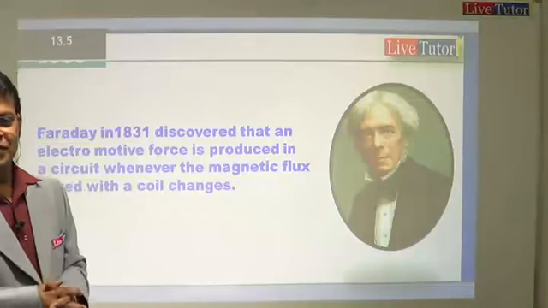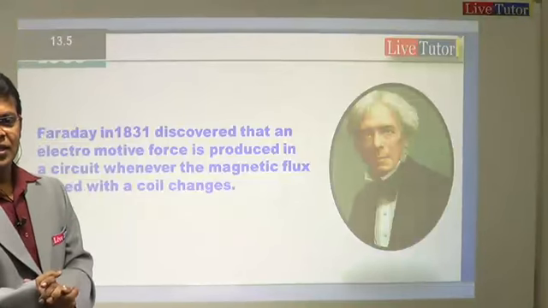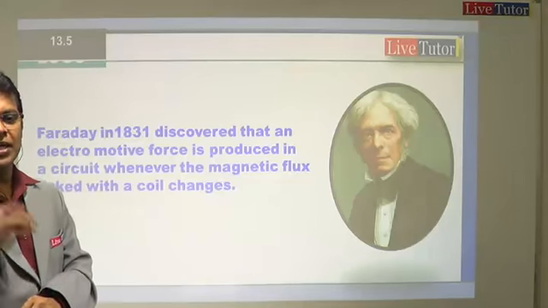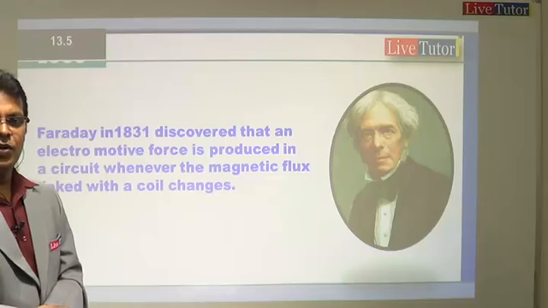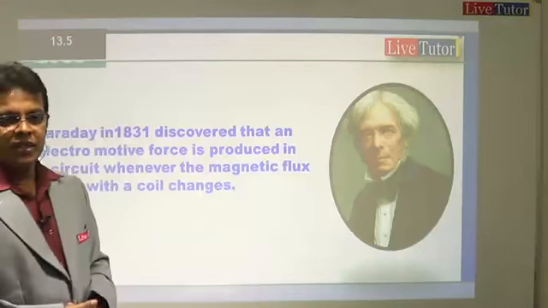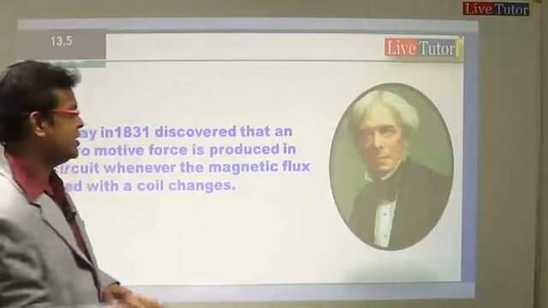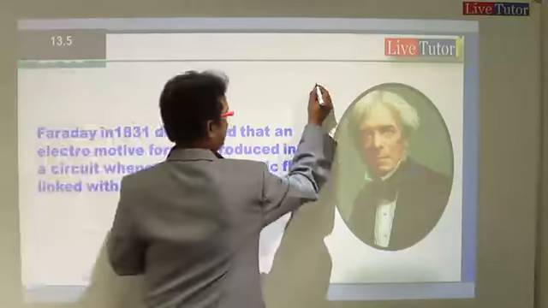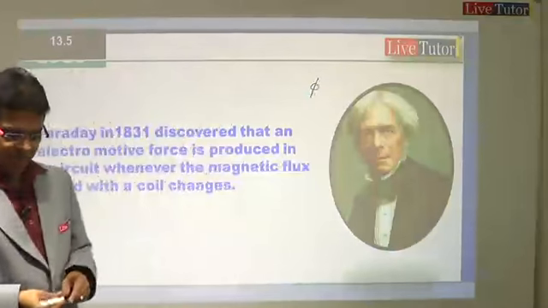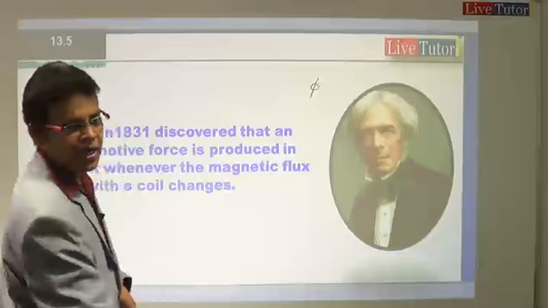New concept, very good. It is nothing but the number of magnetic lines of force crossing per unit area. That is called the magnetic flux. It is indicated by a letter; you will study this in 12th standard. It is indicated by the letter phi. Phi, magnetic flux.